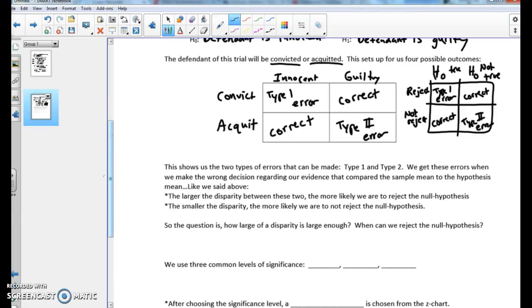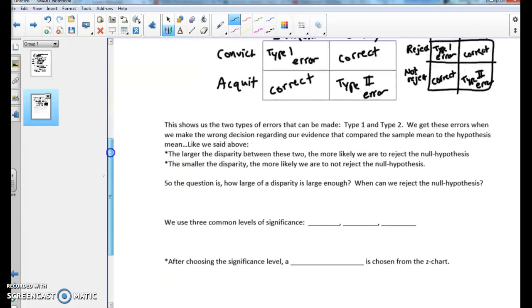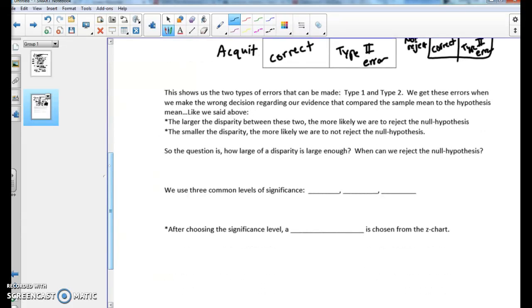And we said that there's 4 scenarios, right, where your null hypothesis is true, your null hypothesis is not true, and then you can either reject or not reject each of those. And 2 of those will be the correct course of action, 2 of those will be errors. So back down to my paragraph writing here, this shows us the 2 types of errors that can be made are type 1 and type 2.